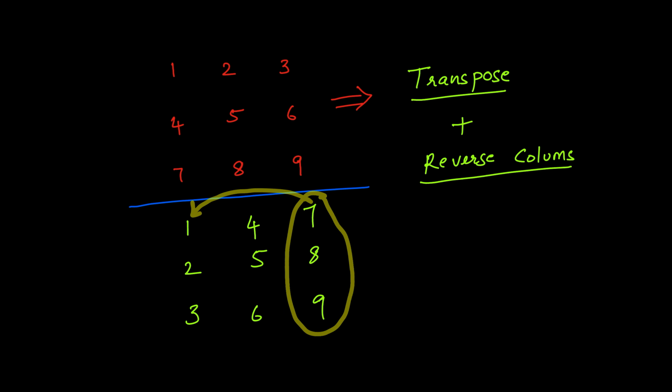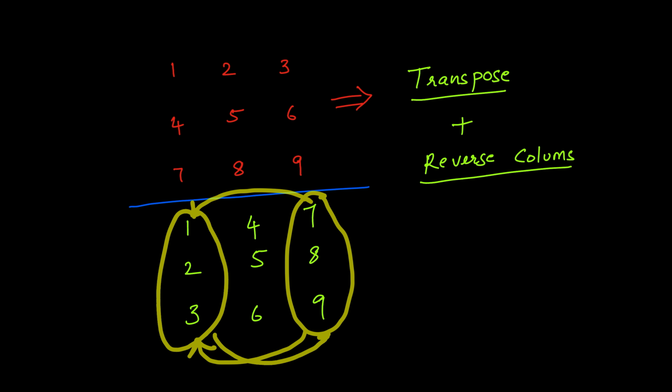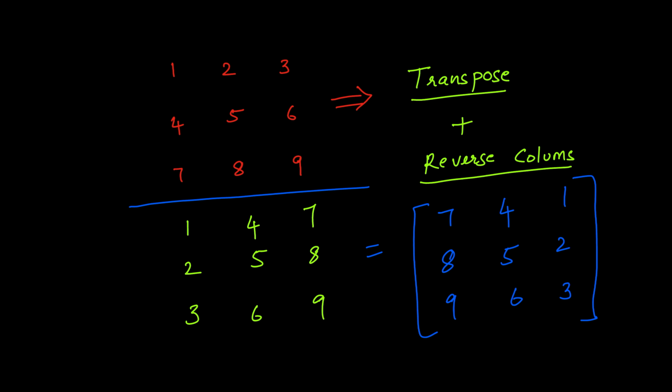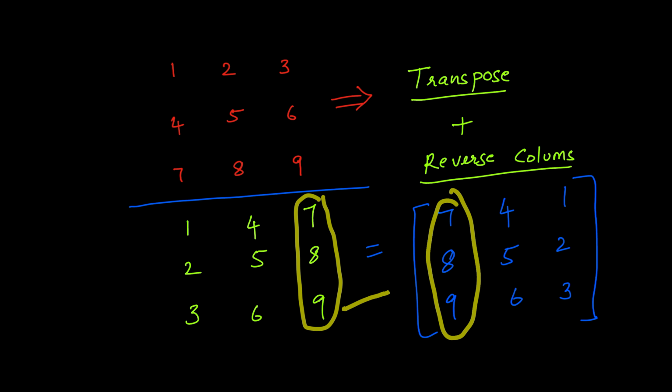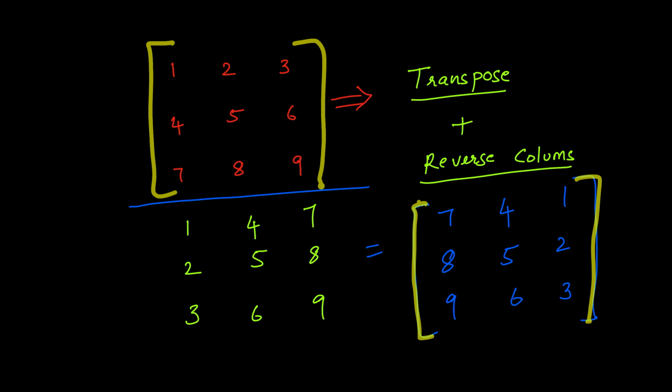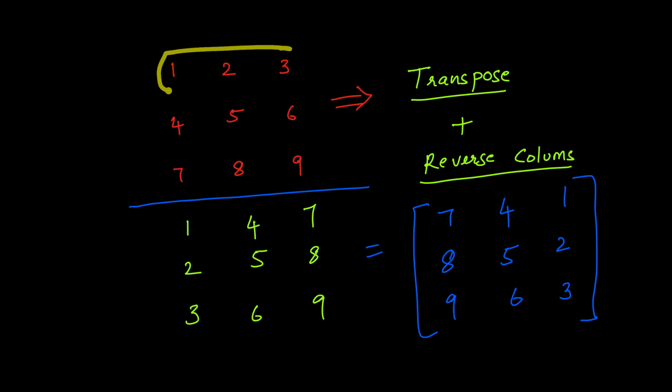In other words, the column that starts with 1 is swapped with the column that starts with 7. After swapping the columns, the updated matrix would look something like this. As you can see, the last column 7, 8, 9 has been moved to the first column, while the first column 1, 2, 3 was shifted to the last one. If we compare the swapped column version with the original input, you will see that all of the elements were shifted in the clockwise direction by 90 degrees.